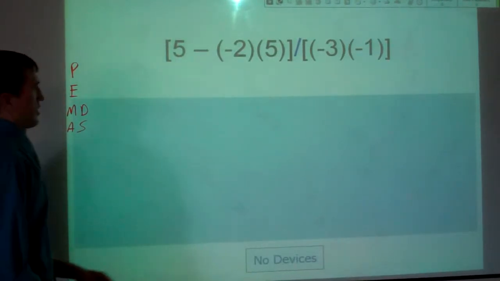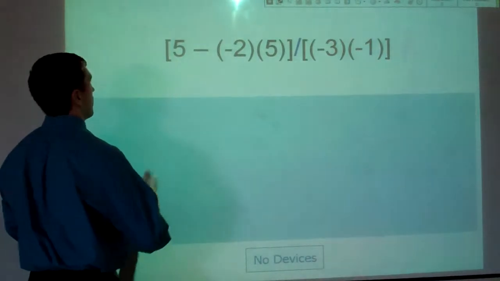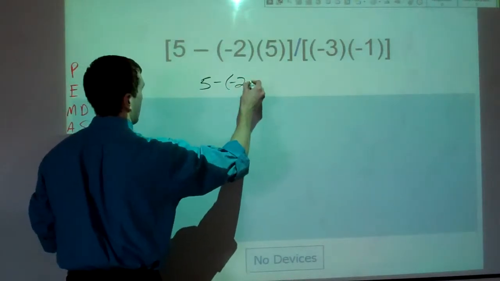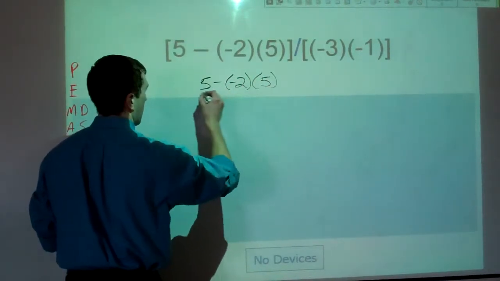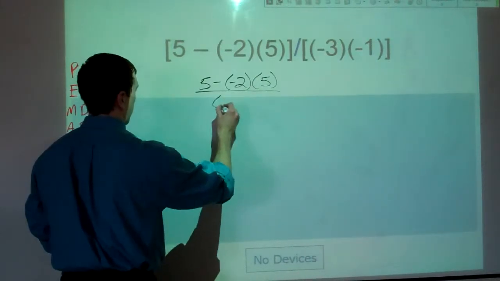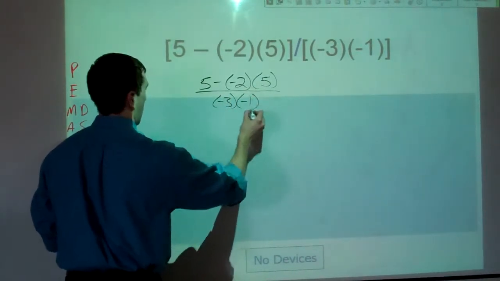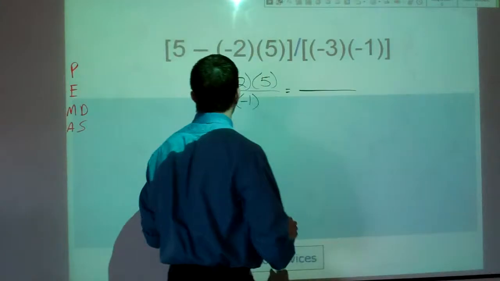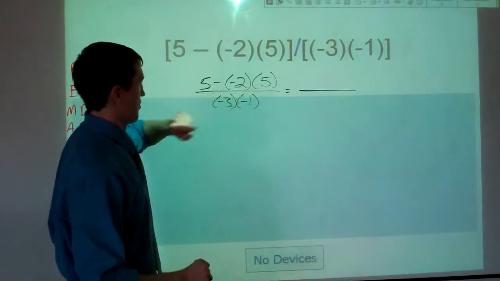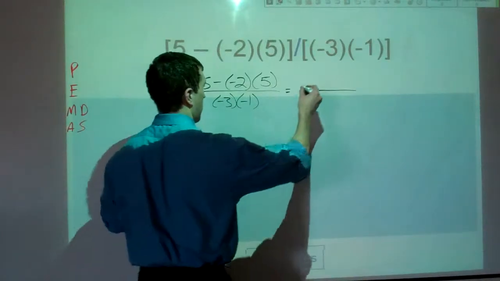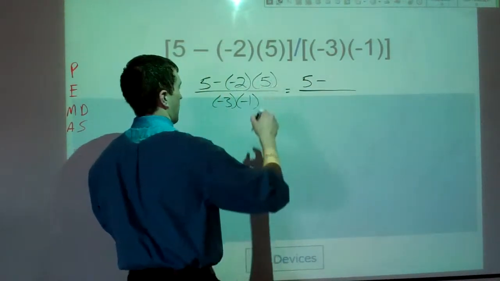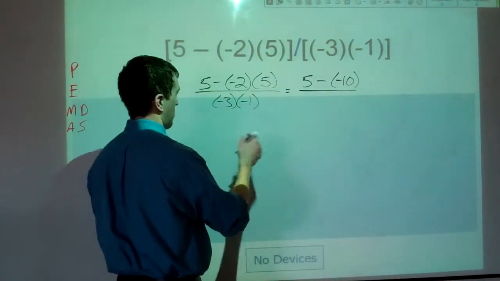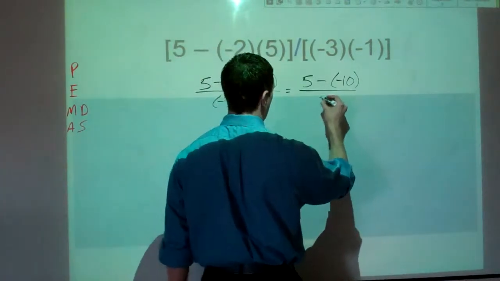This one was, okay, so I have a little division bar here. I'll rewrite it. 5 minus negative 2 times 5, all over negative 3 times negative 1. Alright, so we simplify top by itself and bottom by itself. So here we have to do multiplying before we do subtracting. So it's going to be 5 minus negative 2 times 5 is a negative 10. And then let's do the bottom. Negative 3 times negative 1 is a positive 3.